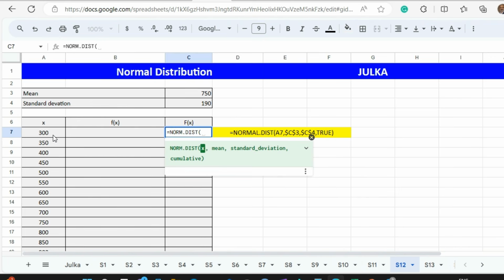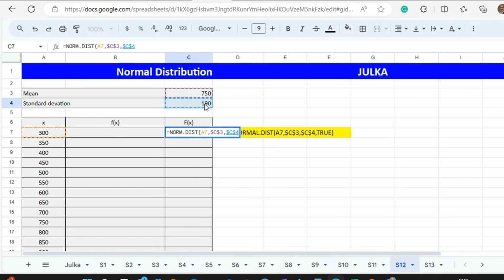First, we take the value of x, which is 300, which is available in A7, comma, mean is 750. To fix this, we will use F4 here, comma, then we write standard deviation, which is available in C4. Again, to fix this, we press F4, and now because we want cumulative value, we use here true. Then close the bracket and enter. This will give you the probability of x less than equals to 300.